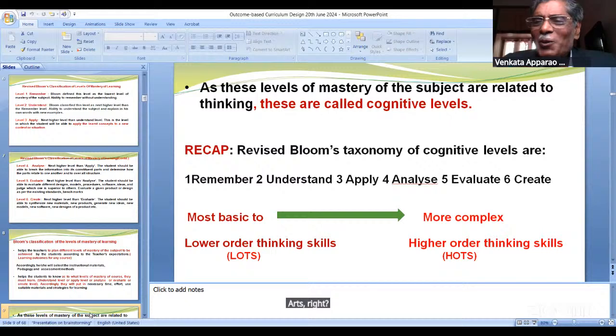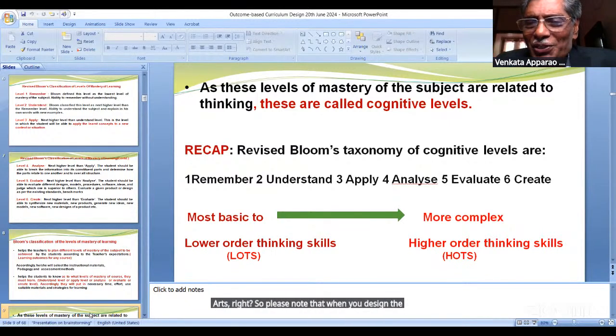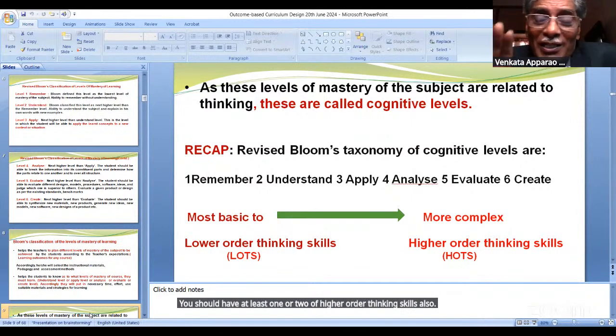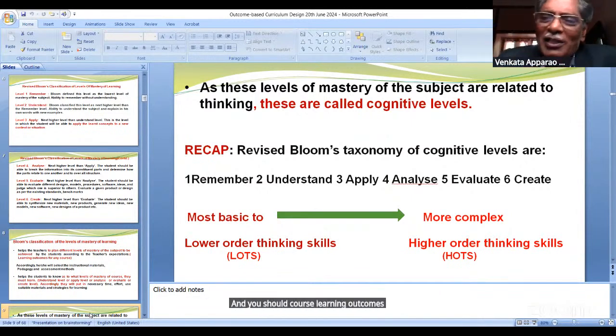So please note that when you design the course learning outcomes, you should have at least 1 or 2 higher order thinking skills also. And course learning outcomes should not consist of remember level. Please note this point.